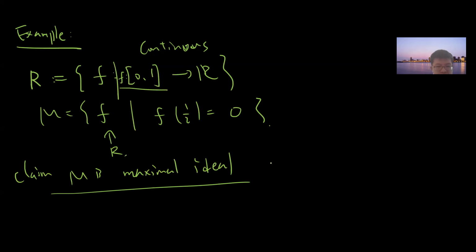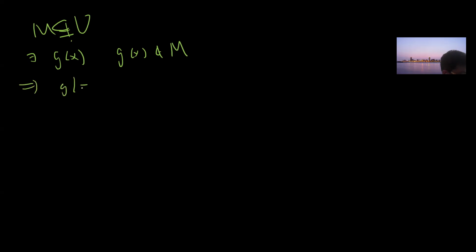Okay, so proving that something is a maximal ideal can somehow be very difficult. Let's say you have U covering M, but not the same as M. That means you can find a function g(x) such that g(x) does not belong to M, but it satisfies this property, right? So g(1/2) is not in M, so g(1/2) cannot be 0.